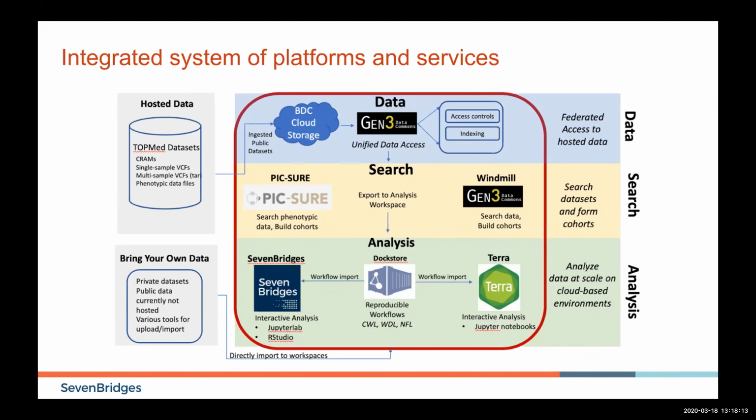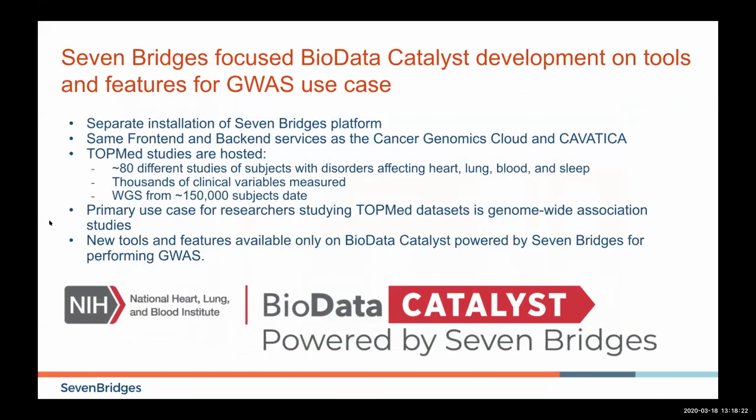And then finally, in the analysis layer, we have Seven Bridges and Terra providing workspaces for computing on genomics data at scale. As Manisha mentioned yesterday, the Seven Bridges BioData Catalyst platform is a separate installation than our other platforms. So it has the same front end and back end services as the Cancer Genomics Cloud and Cavatica platforms.